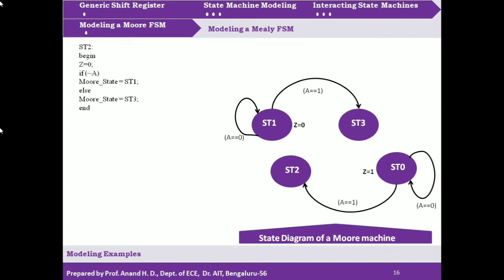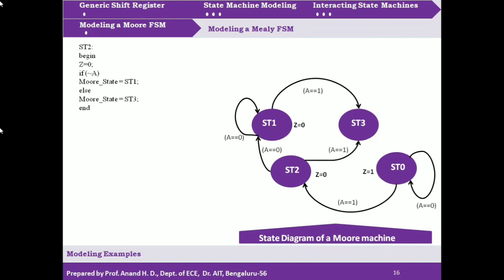Whenever it is in state 2, irrespective of the input, output is 0, z is equal to 0. And if not of A, that is if A is equal to 0, then there will be a state transition from state 2 to state 1. Else, that is if input is 1, then there will be a state transition from state 2 to state 3.